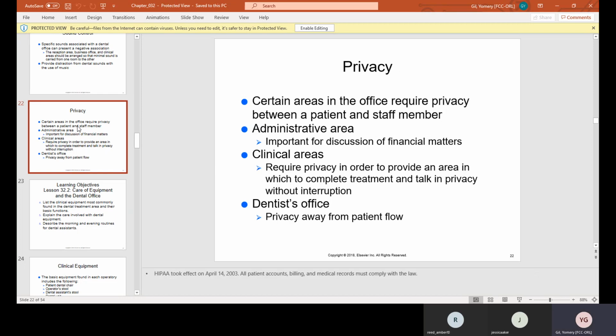Privacy. Certain areas in the office require privacy between a patient and staff member. The administrative area is important for discussion of financial matters. So in case you want to talk money matters with the patient, like how much the treatment plan is going to cost, how much they need to give down today, would they like to make a payment plan, are we going to do CareCredit, etc. Clinical areas require privacy in order to provide an area in which to complete treatment and talk in privacy without interruption. And in the dentist's office there is privacy away from patient flow.